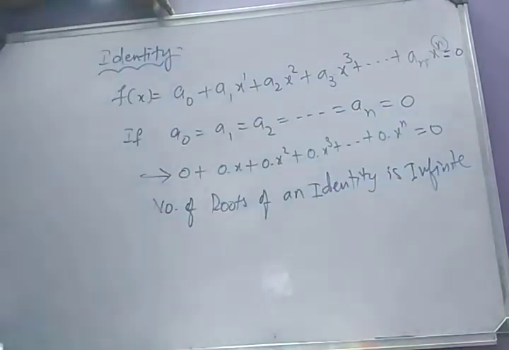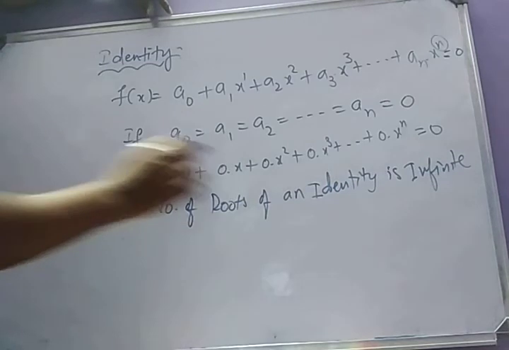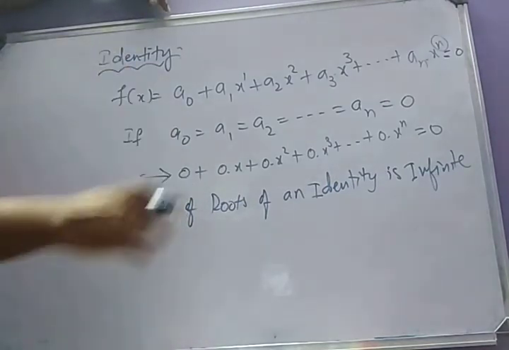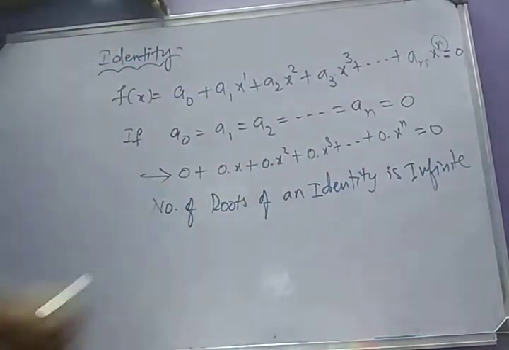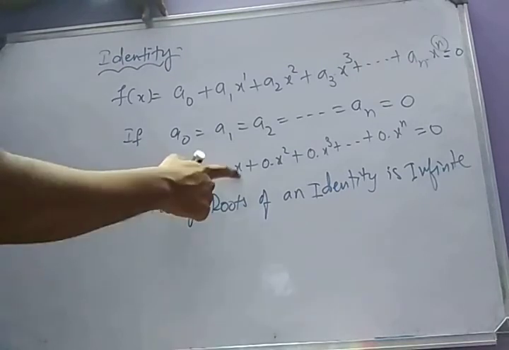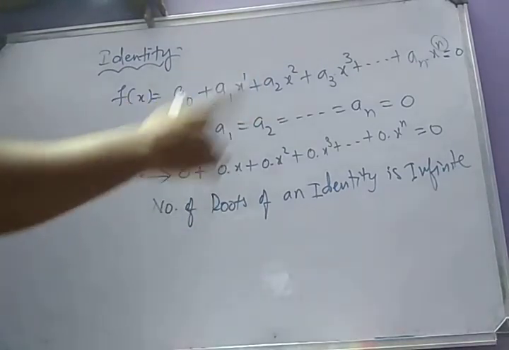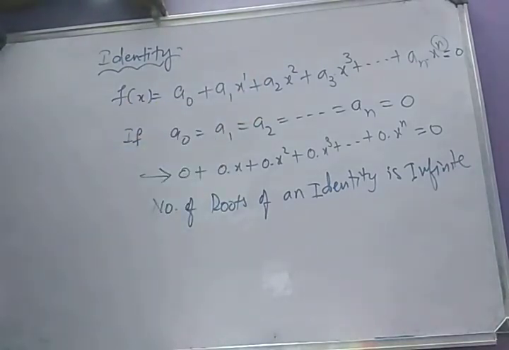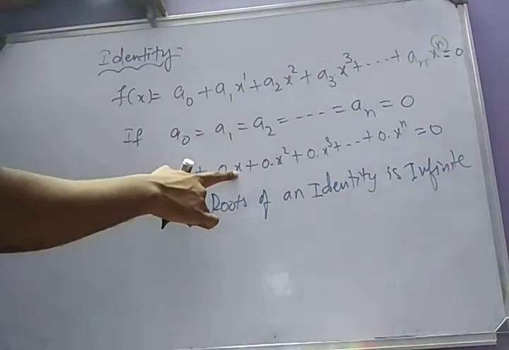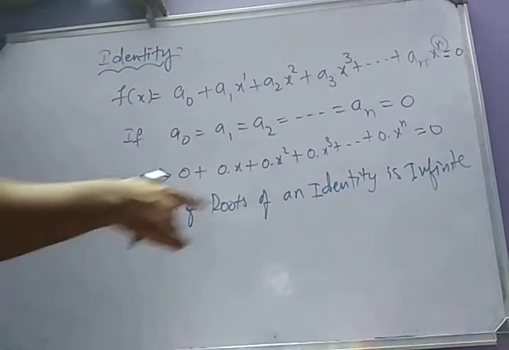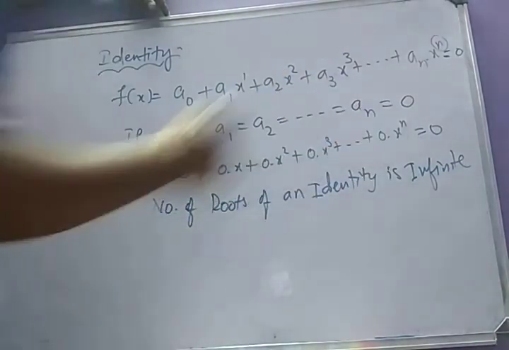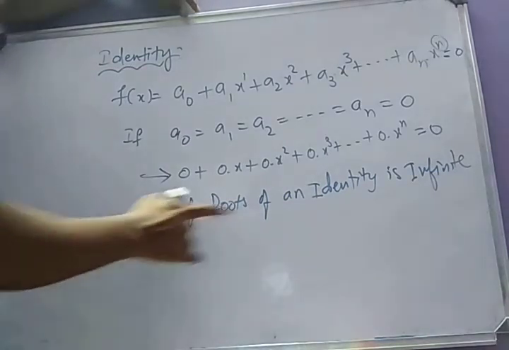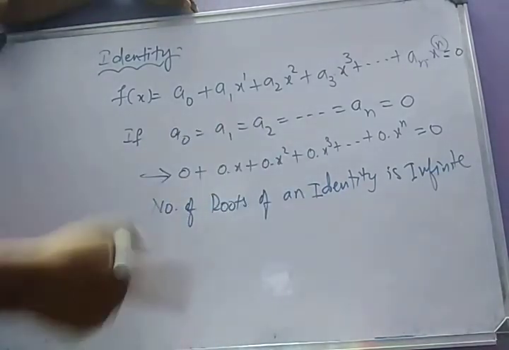Infinite number of zeros. Why infinite number of zeros? It's not just 1 or 2. You substitute any number in place of x, any real number in place of x, the equation is always satisfied. Since every value of x satisfies this particular equation, that's the reason why I told you that the number of roots of this identity is infinite.